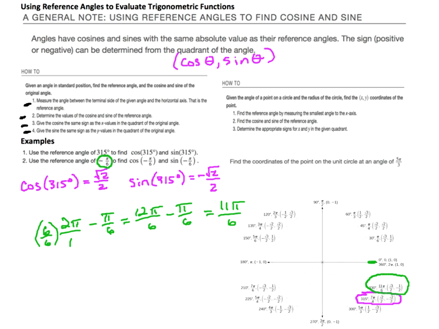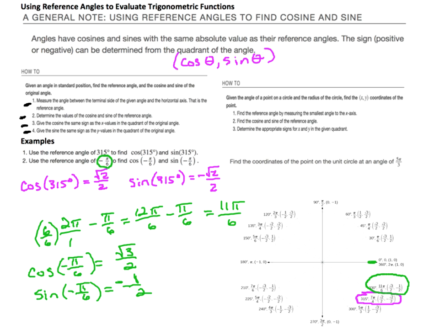Okay, great. Okay, so I know it's hard to see, but those coordinates are square root 3 over 2 and negative 1/2. So the cosine of negative pi over 6 is equal to square root 3 over 2, and the sine of negative pi over 6 is equal to negative 1/2. That's a negative 1/2.